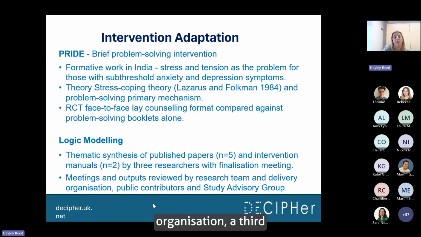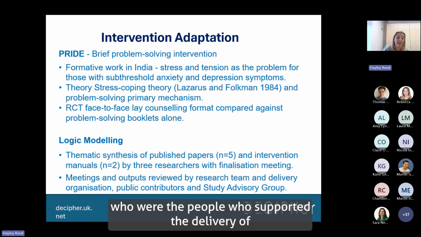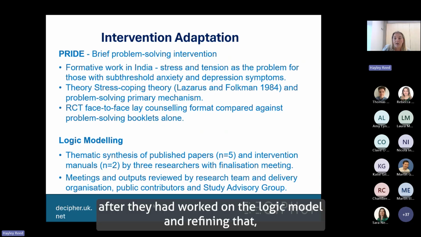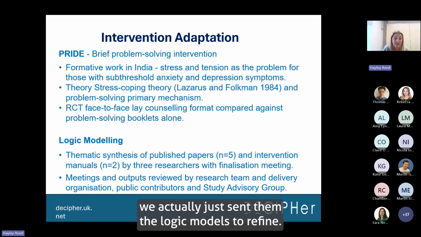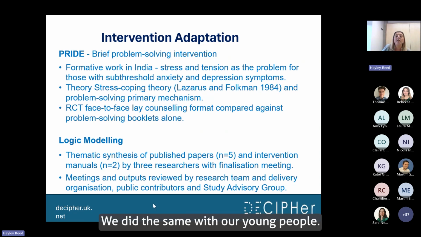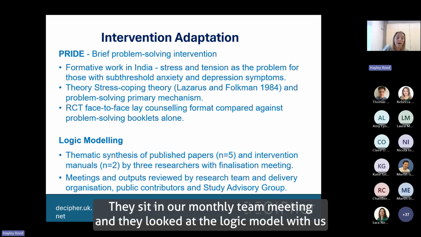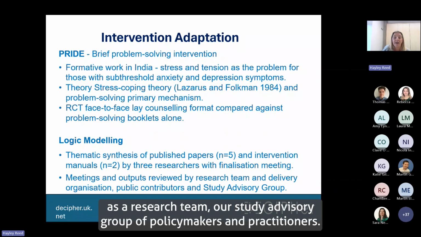So there was an organisation, a third sector organisation called Sangha, who were the people who supported the delivery of the intervention in schools. After they had worked on the logic model and refining it, we actually just sent them the logic models to refine. We did the same with our young people. We have 2 public contributors who are team members. They sit in our monthly team meeting, and they looked at the logic models with us as a research team and our study advisory group of policymakers and practitioners.